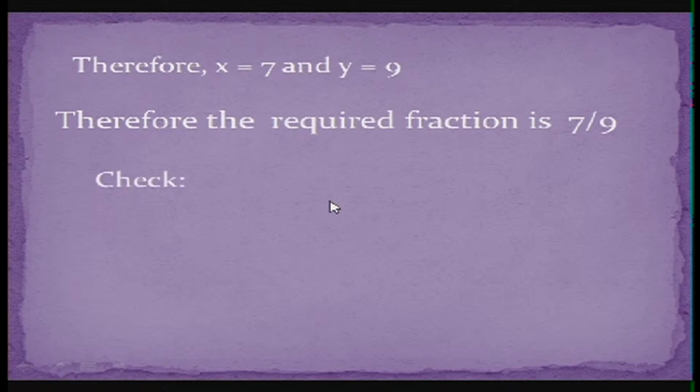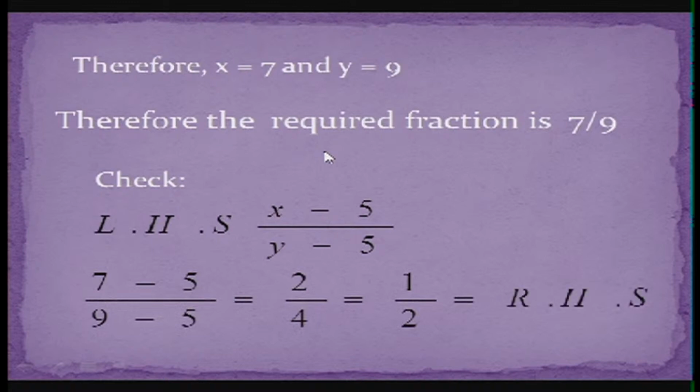Therefore, the required fraction is 7 by 9. Now, let us check this. What is LHS given to us? (x minus 5) by (y minus 5) should be equal to 1 by 2. Now, when we substitute instead of x 7 and instead of y 9, (7 minus 5) by (9 minus 5), which gives me 2 by 4, which is equal to 1 by 2, which is my RHS.